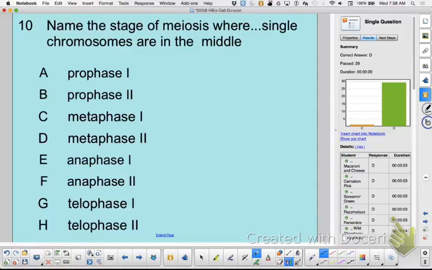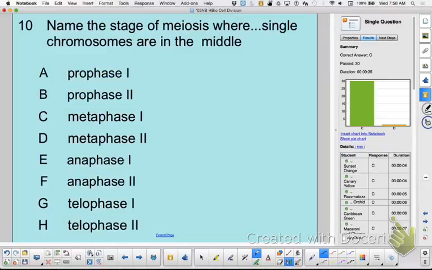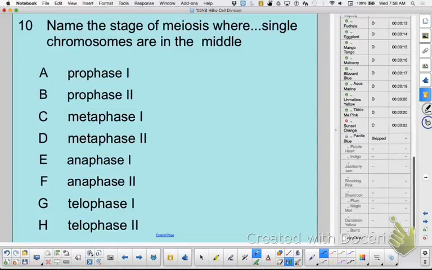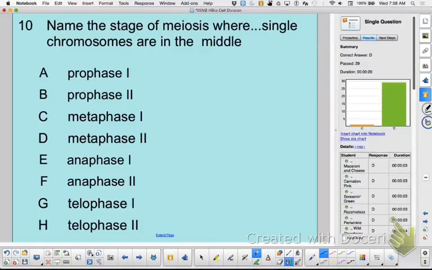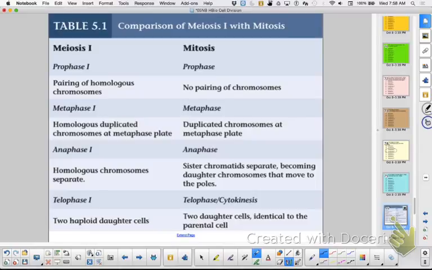So the key word there is middle, so I go for metaphase, and it's a single chromosome, so I'm going to go for metaphase 2. All right, so you have charts, graphs, things in your book too to help you review. If you're getting ready for your quiz, do the practice questions at the end.